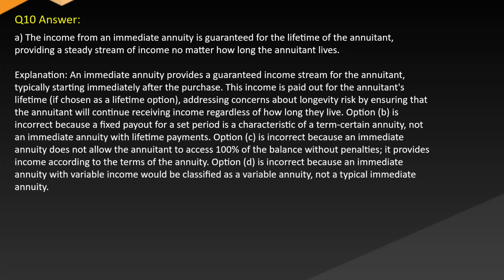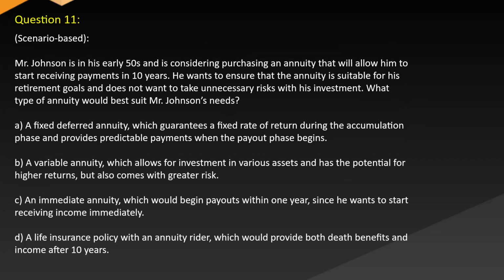Option B is incorrect because a fixed payout for a set period is a characteristic of a term-certain annuity, not an immediate annuity with lifetime payments. Option C is incorrect because an immediate annuity does not allow the annuitant to access 100% of the balance without penalties. It provides income according to the terms of the annuity. Option D is incorrect because an immediate annuity with variable income would be classified as a variable annuity, not a typical immediate annuity.